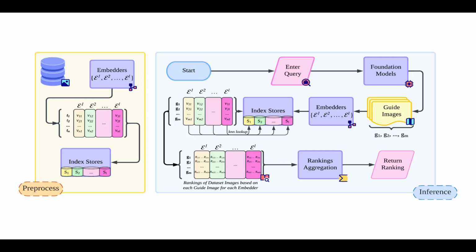During inference is where the magic happens. When you enter a query, it contacts some foundation models that you will configure, and using those, it will generate some guide images. We call these guide images because they are guiding the inference process toward what we are looking for. So the novel idea here is that we can represent the queries using images, and then use those images to find what we need. Then we convert those guide images using embedders, and we do a KNN lookup in our index store. Then we do some ranking here, and we aggregate the results based on the trust that we have in each embedder's results, and then we return the ranking.